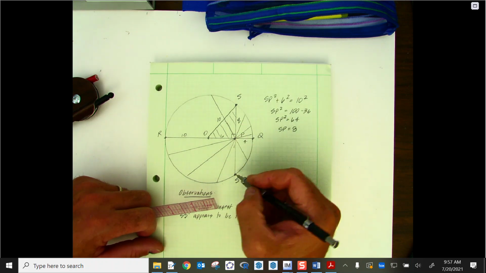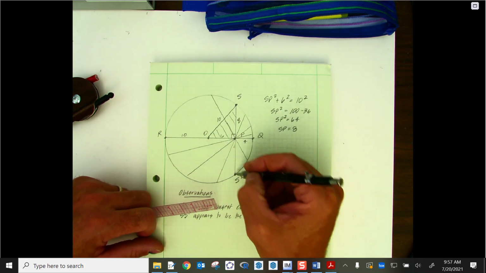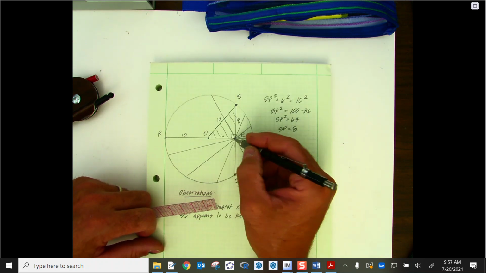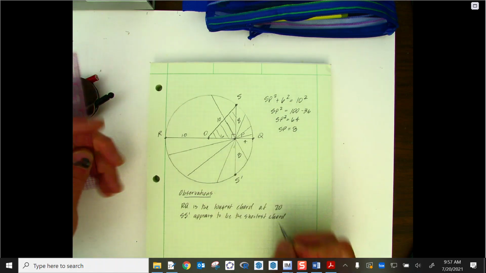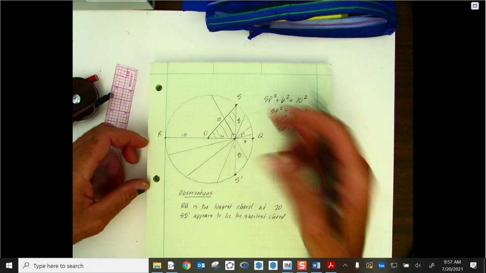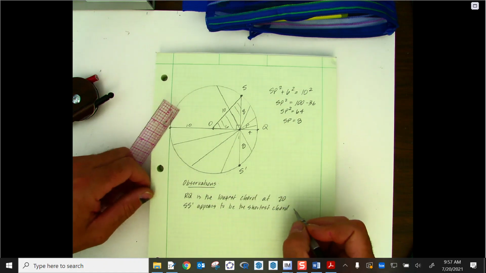Now by symmetry, this would still be 10 and this would still be 6. So this distance here would also be 8. So that means that this chord SS prime is 16.